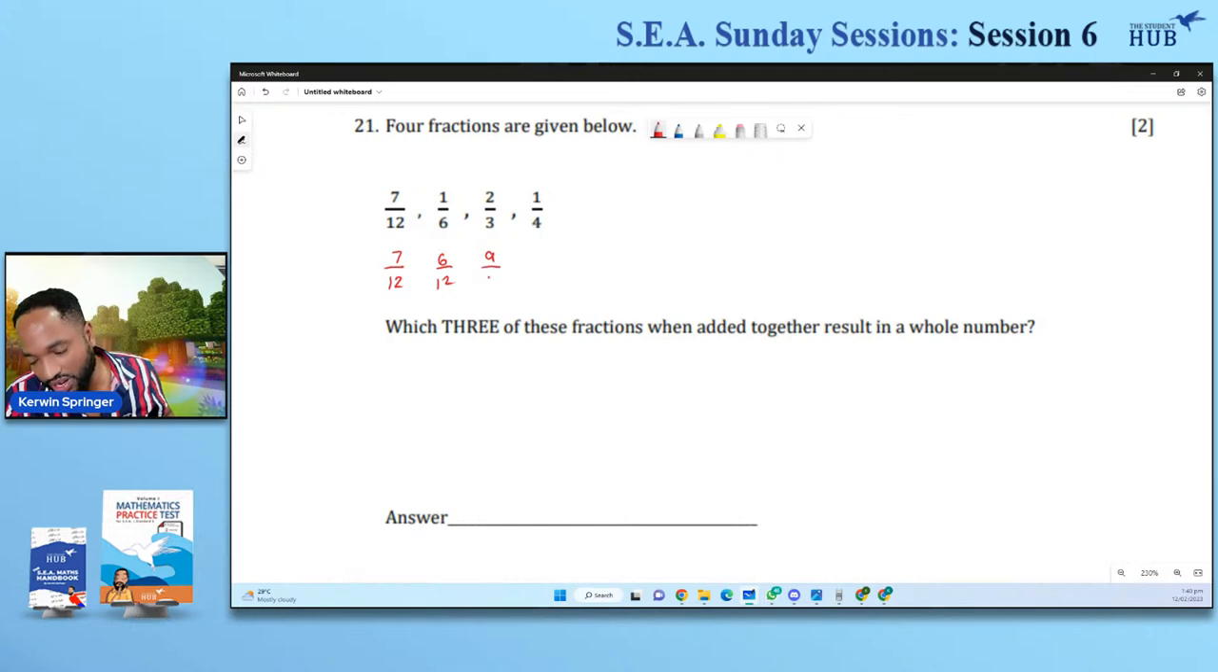7/12, 6/12, 9/12. Are y'all understanding what's happening here? And 1/4 is the same as 3/12. So now it's easy, which three of these fractions add up to give me a whole number.